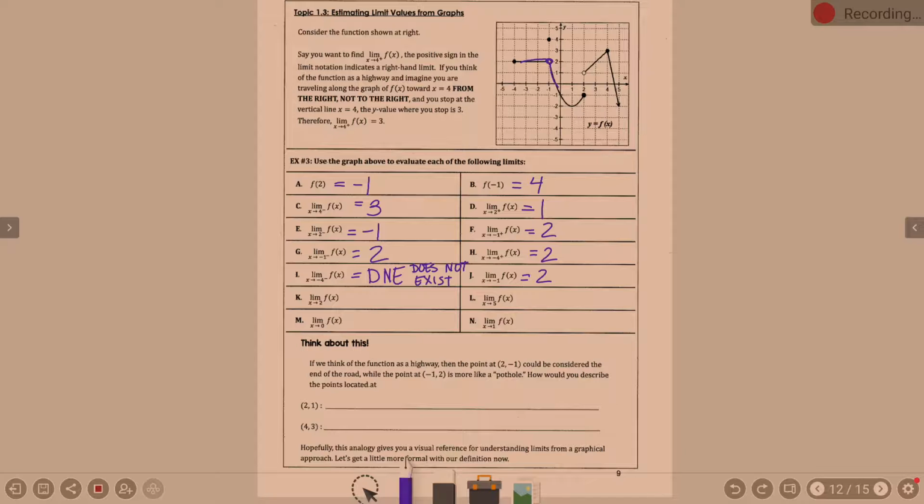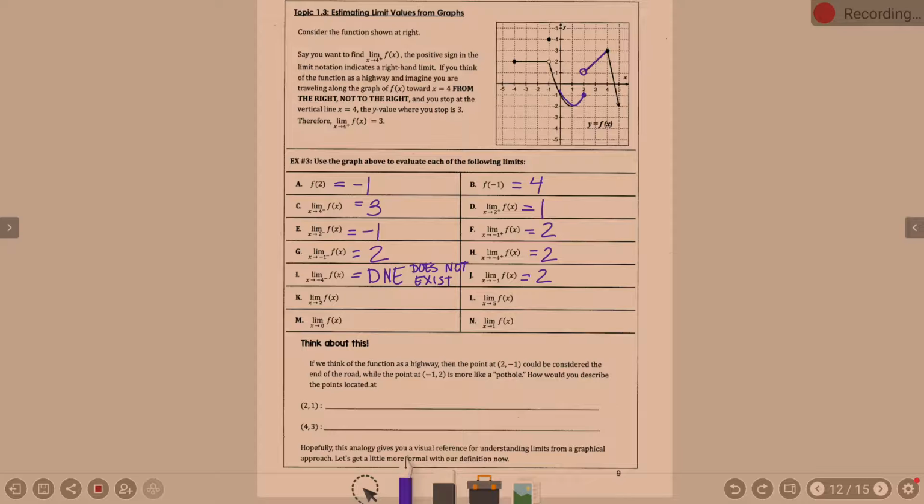Okay, what about as x approaches 2? It doesn't say left or right, so what's that mean? We have to look at both. So what do we get as x approaches 2 from the left? -1. What do we get as x approaches 2 from the right? +1. Are those the same number? No. So, guess what?